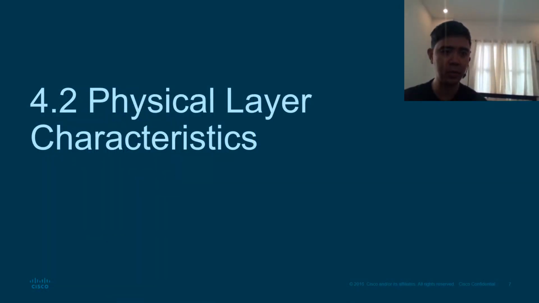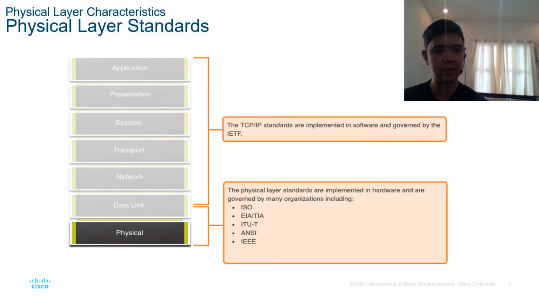So let's look into some of the physical layer characteristics. Physical layer standards are governed by these organizations. Later we will discuss one standard developed by EIA-TIA, the way to create a straight-through, a crossover, and a rollover. So that's one standard, and the one who came up with that standard is the EIA-TIA organization. Some organizations include those in these lists.